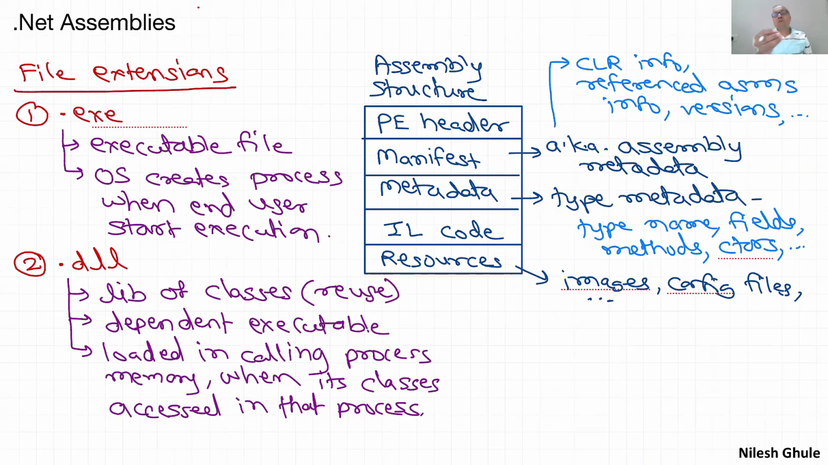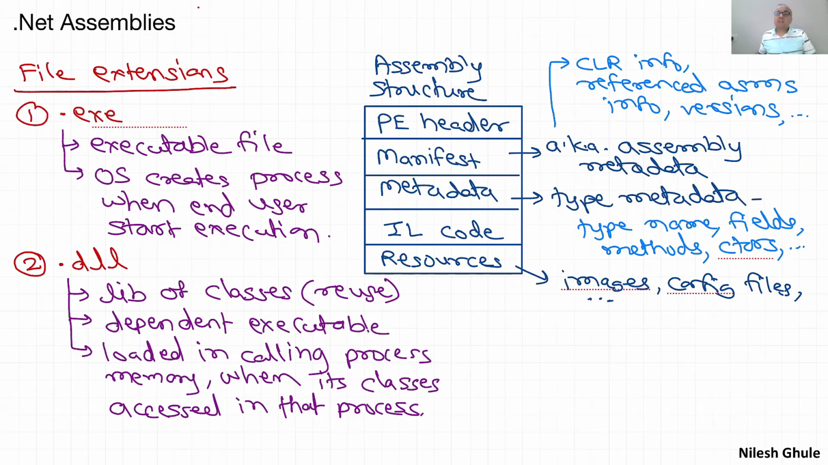On similar lines, the .NET application also has a PE header. The second thing it contains is a manifest. What is a manifest? The manifest contains information about the assembly: what the version of the assembly is, what the name of the assembly is, which company has developed it, what the culture of the assembly is, and what the unique ID for that assembly is. All this information is present in the manifest.